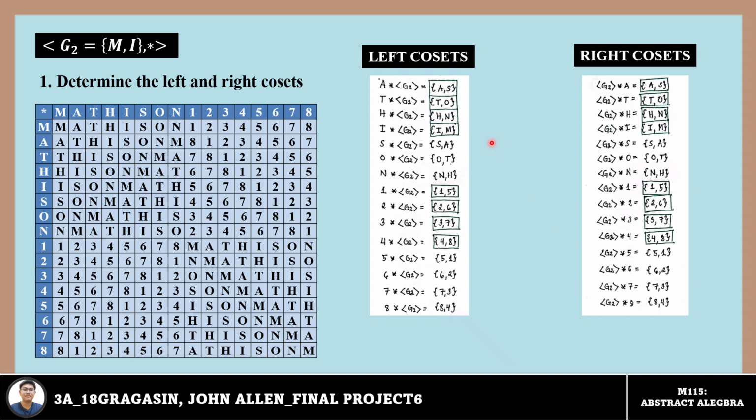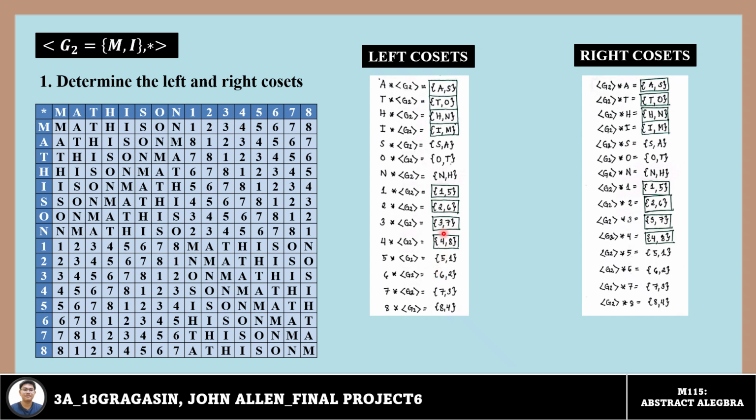And then as you can see here, in order to find the left and right cosets, we need to find all the elements that coincide with each other. And then, as you can see here, A and S is just the same as S and A. That is why we box here the A and S. And then T and O is just the same as O and T. That is why we box here the T and O. And then H and N is just the same as N and H, and then M and I is just the same as I and M. That is why we box here the I and M. And then 1 and 5 is just the same as 5 and 1. 2 and 6 is just the same as 6 and 2.